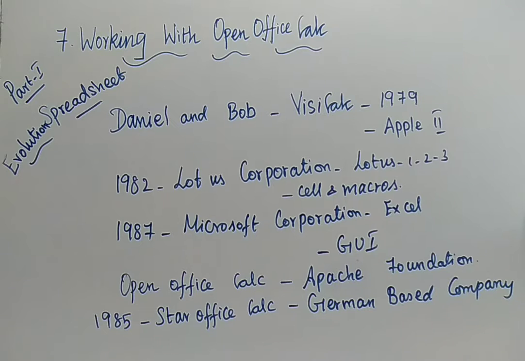You people know what is meant by open source and proprietary. Okay, so open source was introduced by the organization Apache. It's not an organization, it's a foundation, the Apache Foundation. Before OpenOffice Calc, we had another one, that is StarOffice. Calc means calculation. So it is StarOffice Calc, introduced by a German-based company in the year 1985. Clear with the evolution of the spreadsheet.